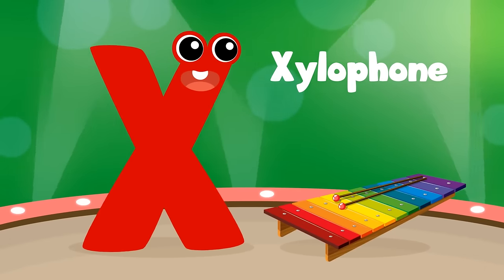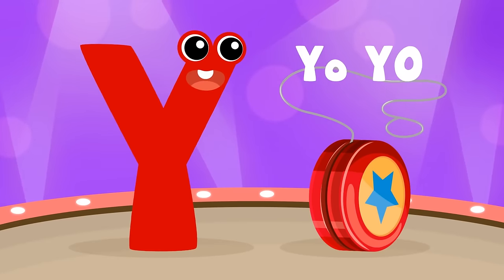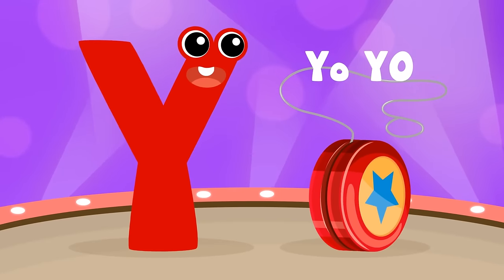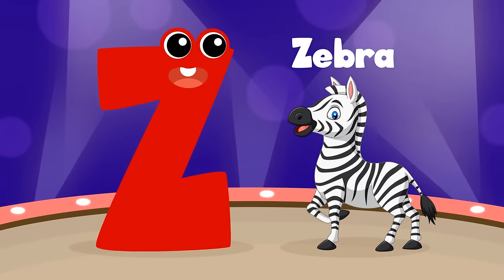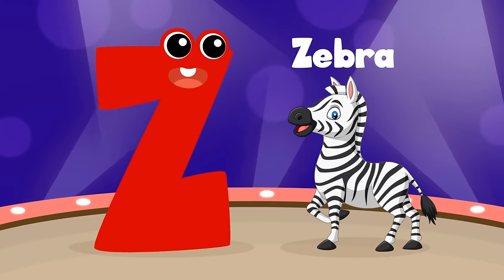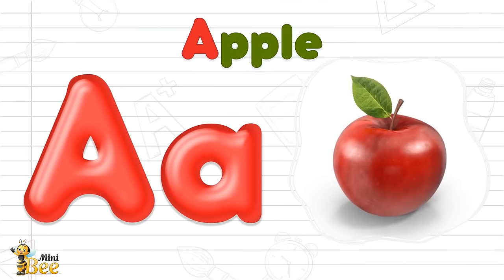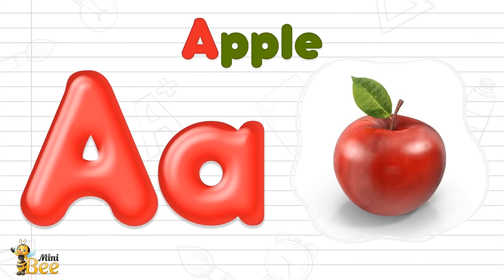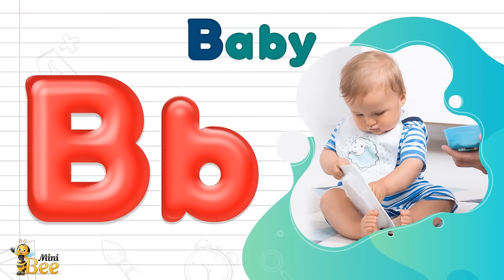X, xylophone. Y is for yo-yo, yo-yo, yo-yo. Y, yo-yo. Z is for zebra, zebra, zebra. Z, zebra. A is for apple, apple. B is for baby, baby, baby.